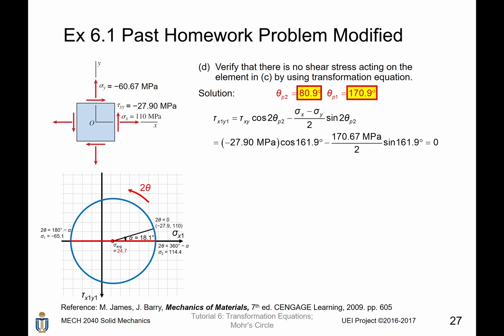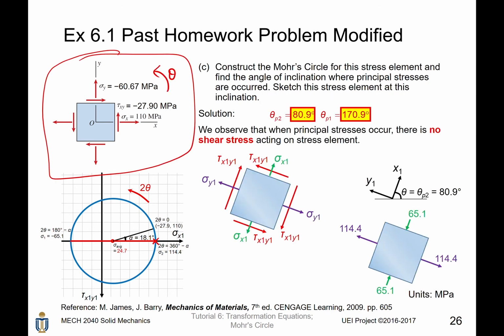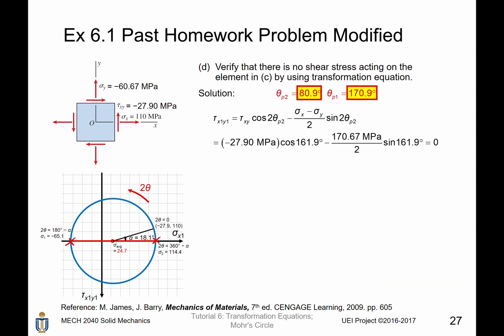Next, we try to verify, by using the transformation equation, that there is no shear stress acting on the element. That is, we are going to prove that for the principal stresses, where the maximum direct stress occurs, there is no shear stress acting on the stress element. As we predicted in the previous slide, there is no shear stress. To do this, we just substitute those two angles into the transformation equations, as well as what we got for tau xy, sigma x and sigma y. We substitute everything inside this transformation equation, and eventually we get 0.